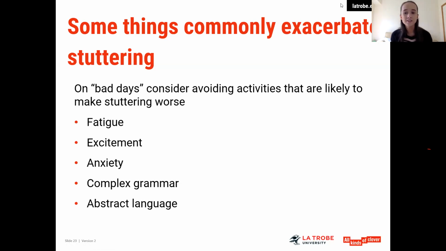Speaking clearly is a demanding task, and when your child is tired, this may be difficult to keep up. Excitement. You may have noticed that your child's stuttering becomes worse when they are playing with their friends or siblings. When a child is excited, sometimes speaking clearly is simply a forgotten task. Anxiety. Though anxiety doesn't cause stuttering, sometimes it can influence how much your child stutters. Complex grammar. The more complex the speaking task is, the more likely your child's attention shifts to what they are saying rather than how they are saying it. This also applies to when your child is using abstract language.